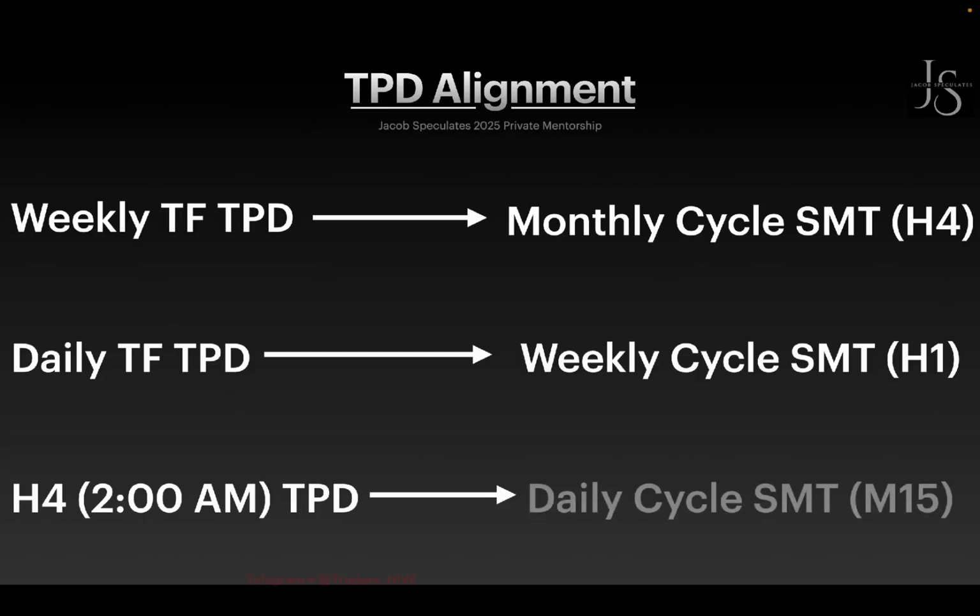And if you have a 4-hour 2 a.m. TPD, then you can expect a daily cycle SMT between Q2 and Q3 of the daily cycle. And it must be the 2 a.m. TPD for it to be high probability. That is the only 4-hour TPD which I consider to be the best and viable.